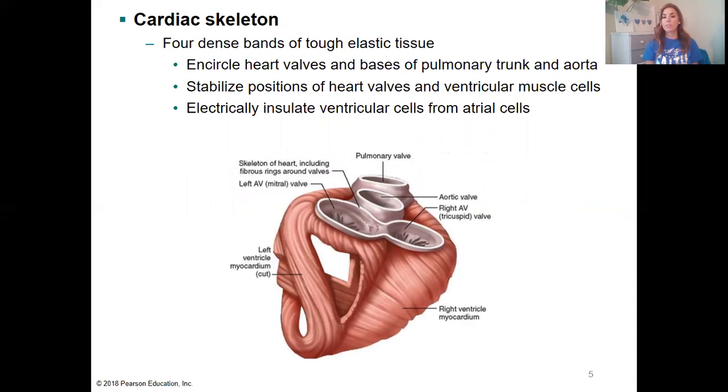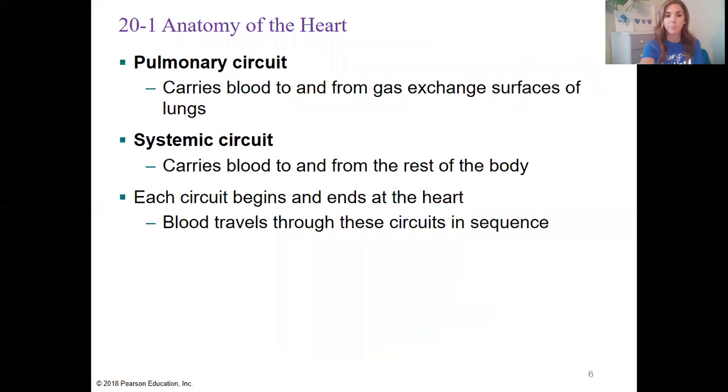This will help with stabilizing the positions of the heart valves as well as the ventricular muscle cells. And then it will also electrically insulate the ventricular cells from the atrial cells. That will make a little bit more sense once we go through the cardiac cycle and you learn how the heart beats and you learn about the conduction system. So for right now, just remember it goes in this figure 8 shape because that will help you a little bit later on as we get into the conduction system.